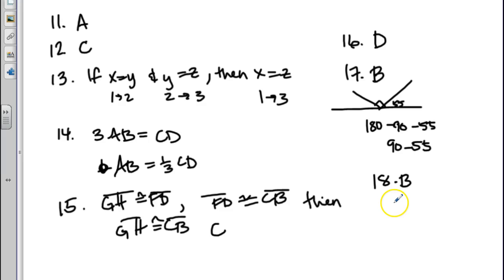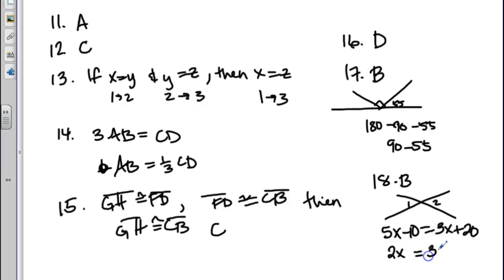It says if the measure of angle 1 is 5x minus 10 and the measure of angle 2 is 3x plus 20, find x. And those two angles, if you look at those on the picture, there's angle 1 and there's angle 2. Those are vertical angles. You should have set those equal to each other and solved. And we have a couple of steps to solve. Subtract 3x from both sides, add 10 to both sides. And so x, when I divide by 2, x equals 15, which is B.